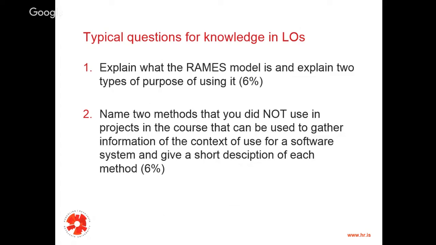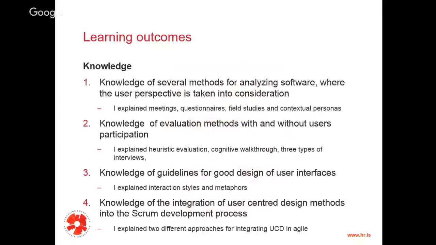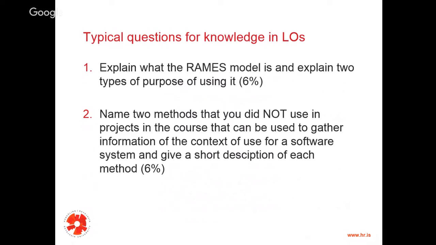Name two methods that you did not use in the projects in the course that can be used to gather information of the context of use. I would say, okay, the two methods I would like to name are meetings and field studies, or meetings and contextual personas, maybe. And then I've named two methods, meetings and contextual personas.